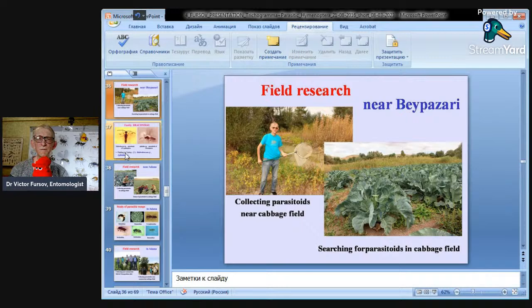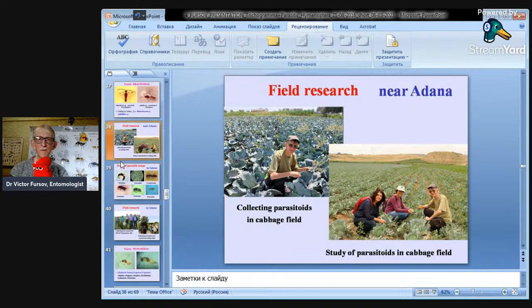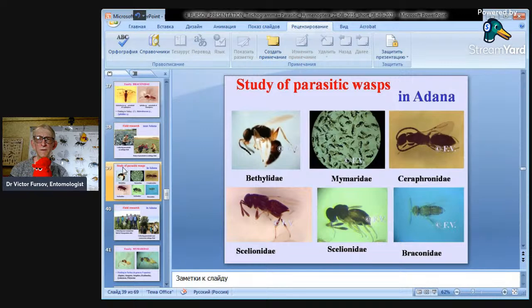Also collected was some material of larval parasitoids of the family Braconidae, and some material of parasitoid Hymenoptera of the genus Aphidius, as parasitoids of aphids. Here, for instance, this was collected in this cabbage field during field research visits. And here in the southern part, near Adana, some material was collected of different families, including Platygastridae, Mymaridae, Ceraphronidae, Eulophidae, and Braconidae, for instance.